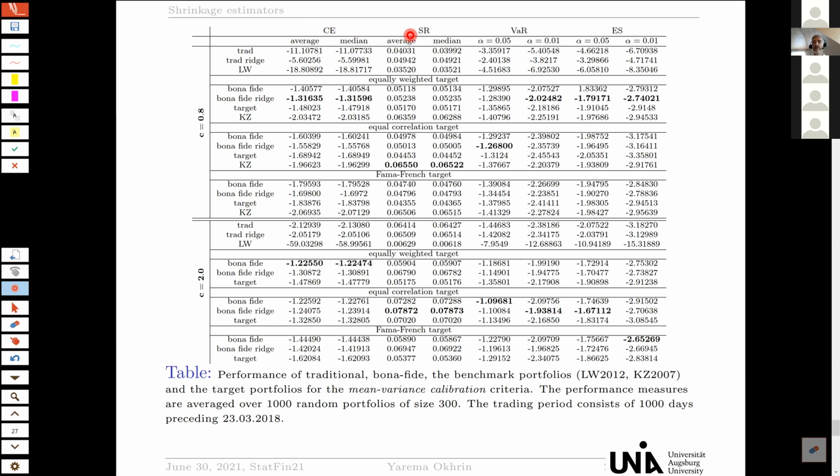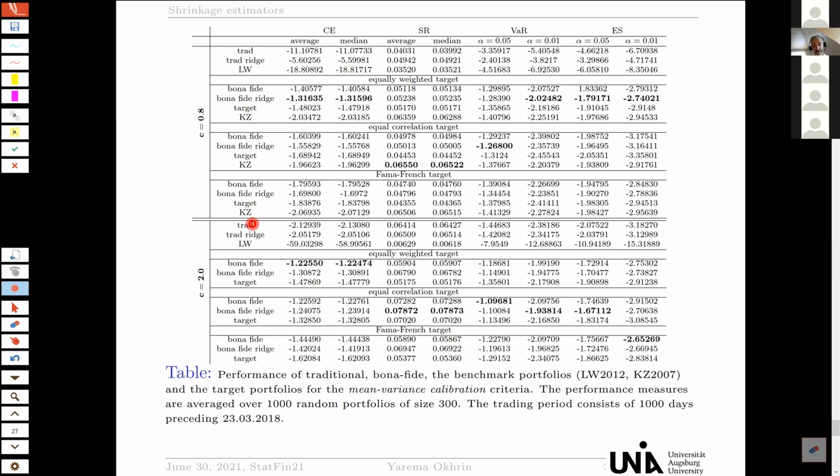We have the Sharpe ratio, we have value at risk for alpha 0.05 and 0.01, and we have the expected shortfall again for 0.05 and 0.01. Now in the rows, in the blocks over here, we have the targets. So we have the equally weighted target, we have the equal correlation target, and we have the Fama-French target. And in the rows, we have the corresponding strategies. So this is the classical one, the traditional with ridge, Ledoit and Wolf. And then we have our bona fide with ridge, target, and Kan and Zhou.